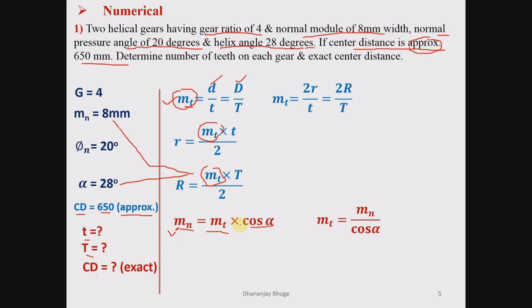So I will rewrite this equation for Mt. So transverse module Mt is equals to Mn upon cos of alpha. So I have substituted the values. Okay, MT equals to 8 upon cos of 28. Now someone solve this. Calculator factor solve kar and tell me the value of MT.